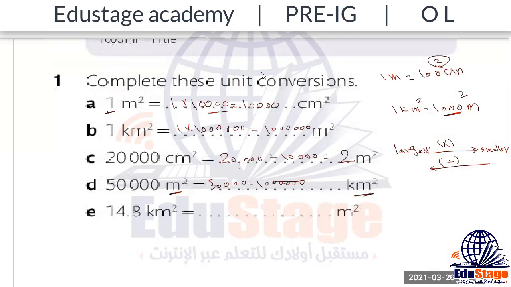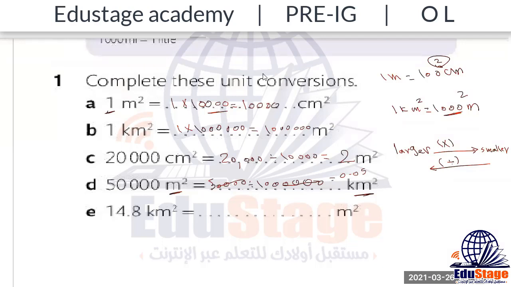We divide by 1 million. So 1, 2, 3, 4, 5, 6 zeros, and here 1, 2. It will be 0.05. Yes. So again, in 1 million we have 6 zeros, and then we remove 4 zeros with 4 zeros. So 5 divided by 100 is 0.05 square kilometers.